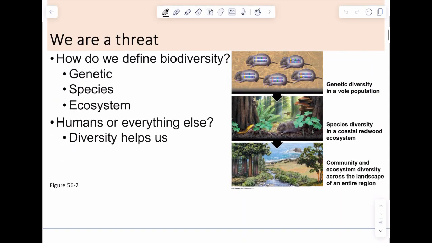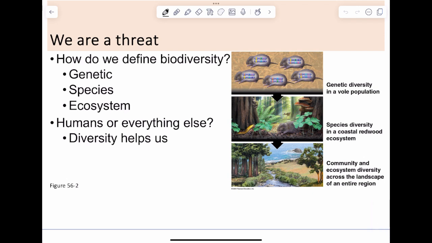A bunch of objectives. The biggest threat to the world seems to be humans. We seem to be quite stunning in that regard. And one of the things that we worry about is what's going on with biodiversity. So it helps if we deal with the term biodiversity. We gave a metric, which was the diversity index.